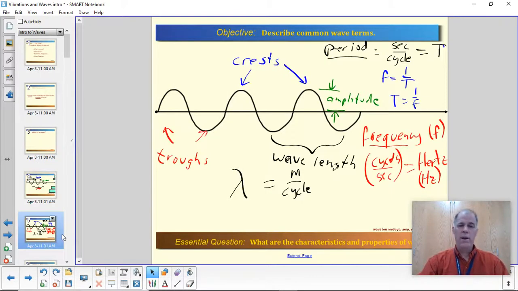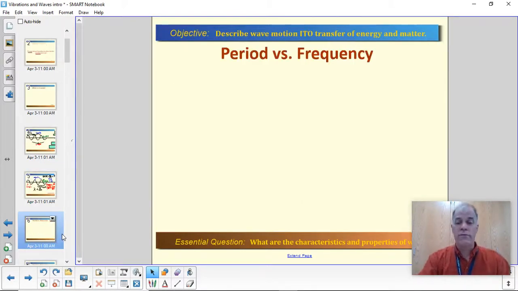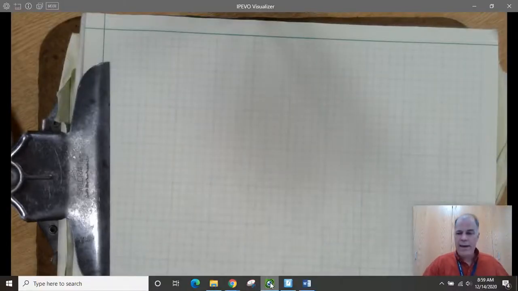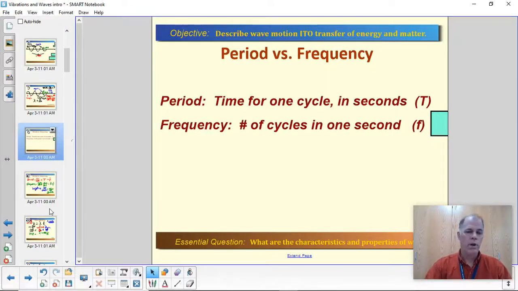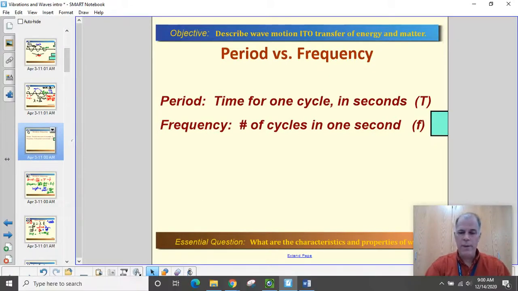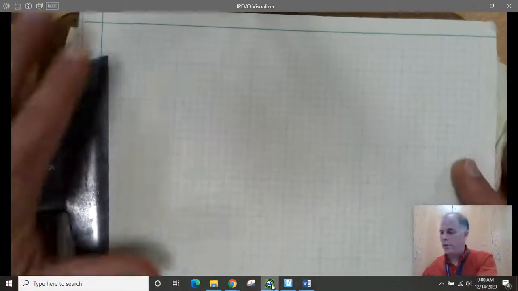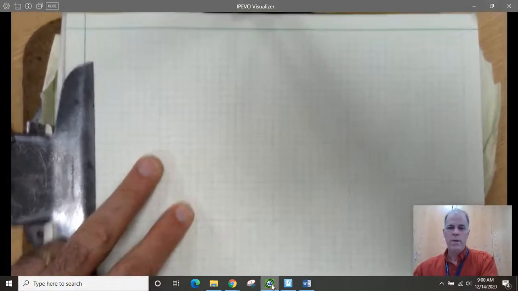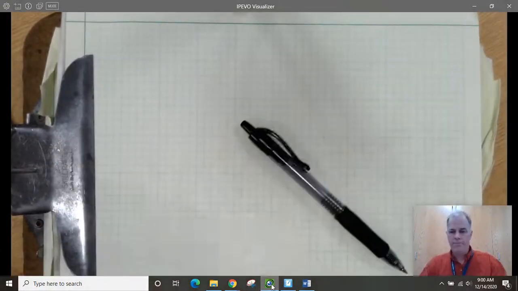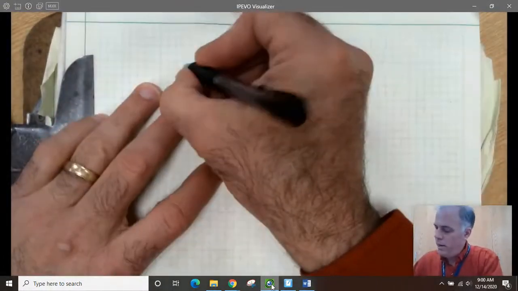Okay, moving along here. Now we're going to get to period versus frequency. Last thing we have is the wave equation. This is where we put all this stuff together. You know what? I'm just going to do this on the paper. That's going to be the easiest way to do it. So I'm going to introduce this all on the paper as if this was a smartboard. Okay, I think we're set. Yeah, that's good enough. Okay, wave equation.